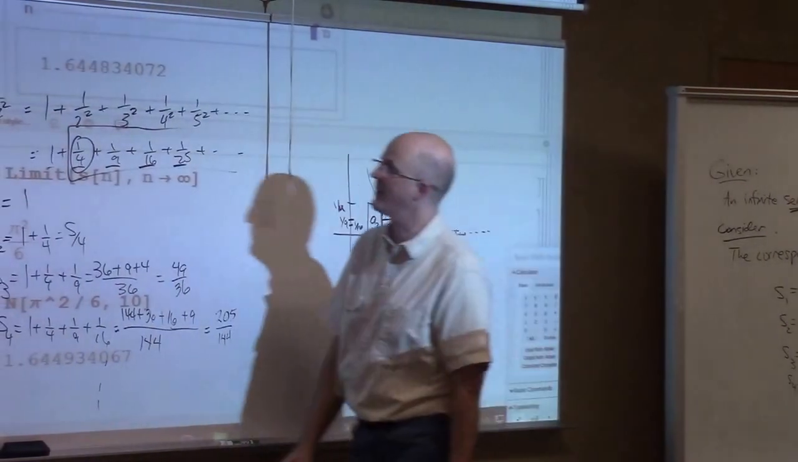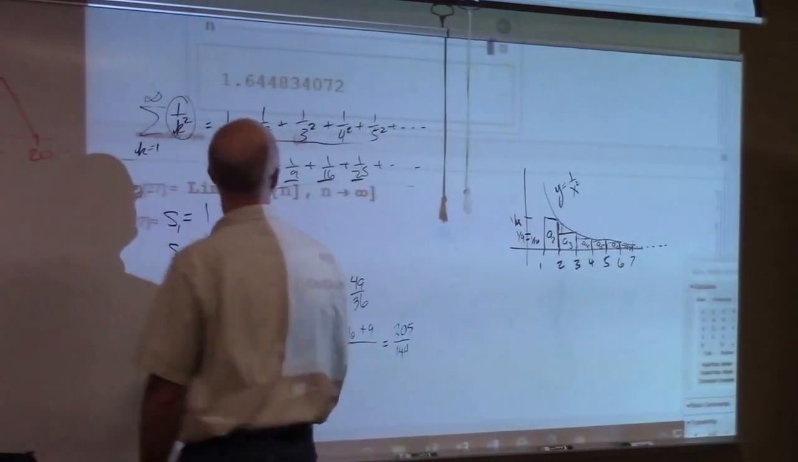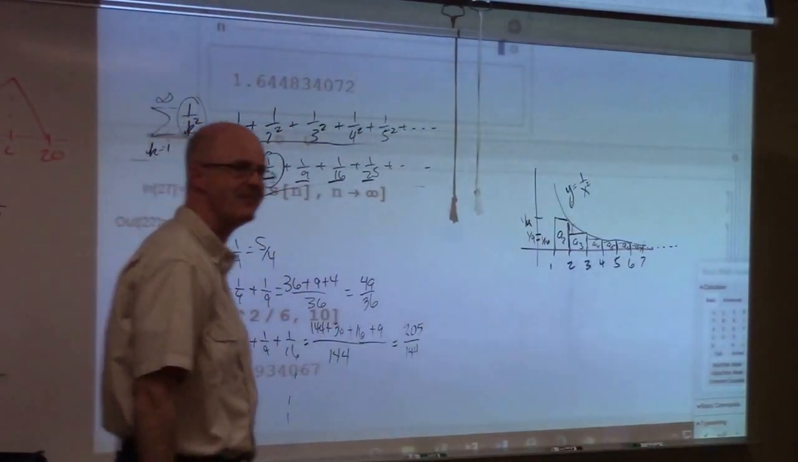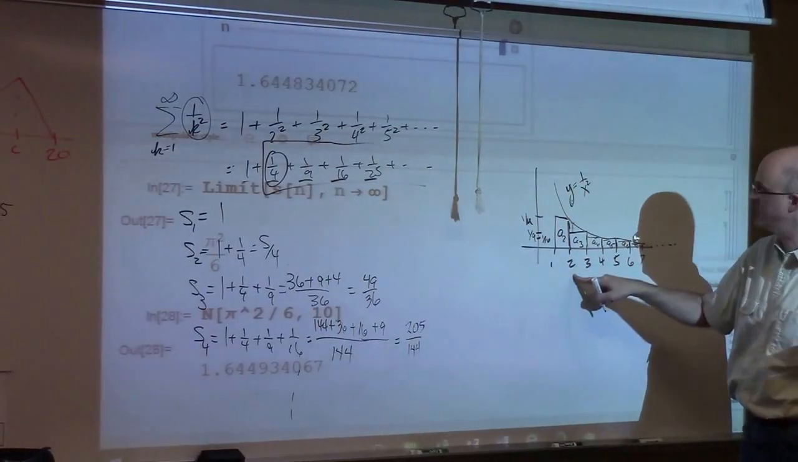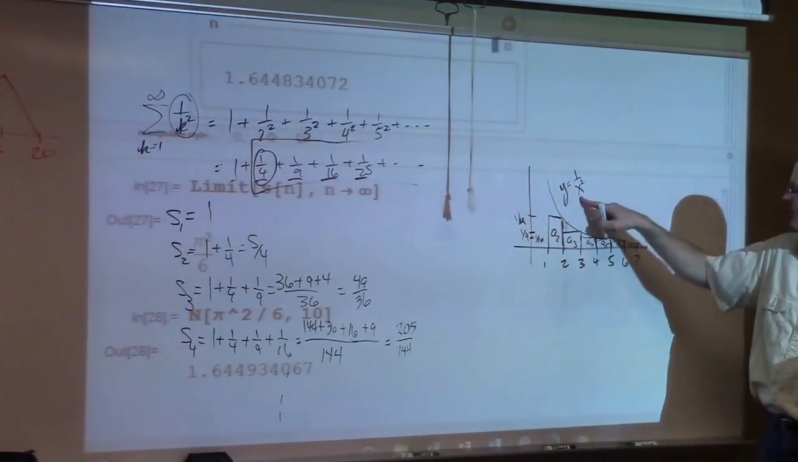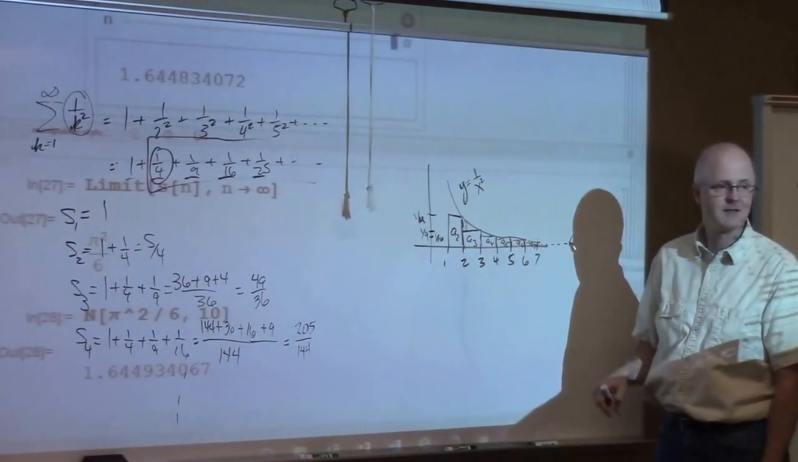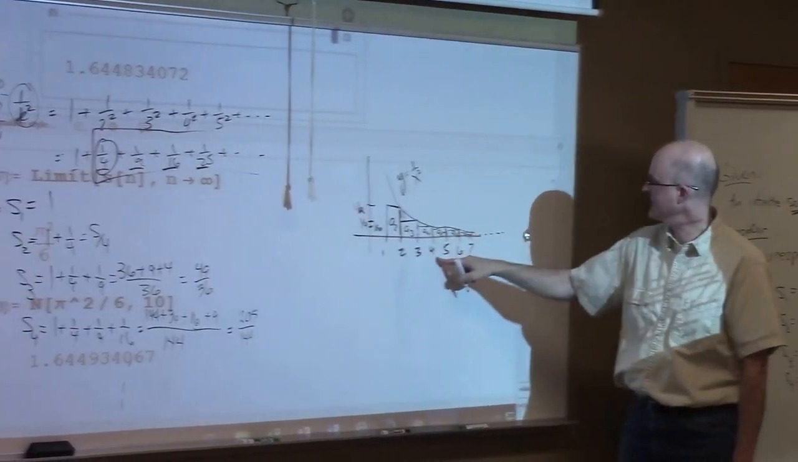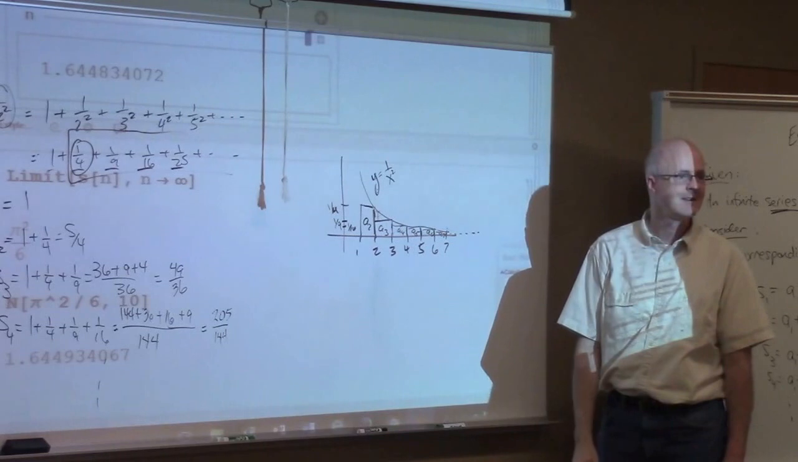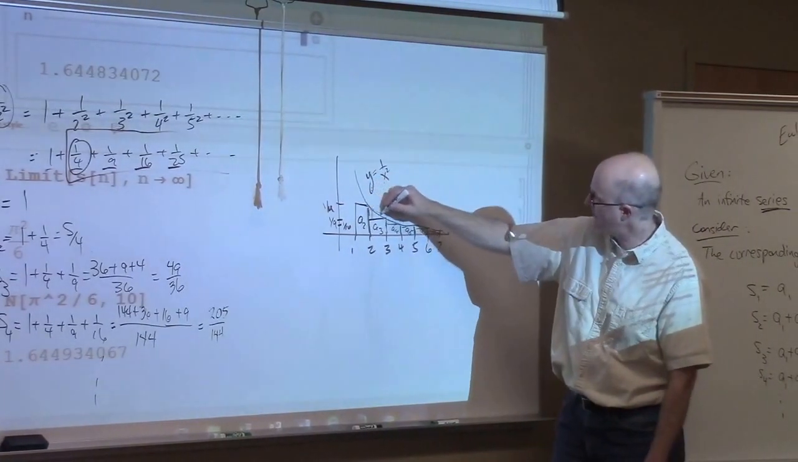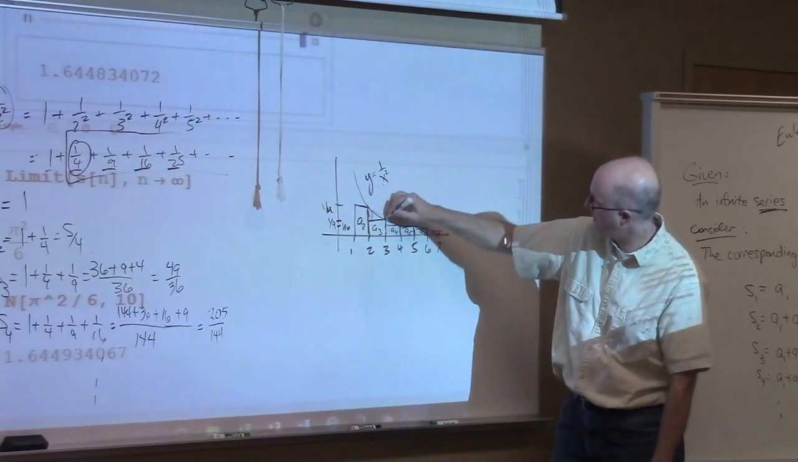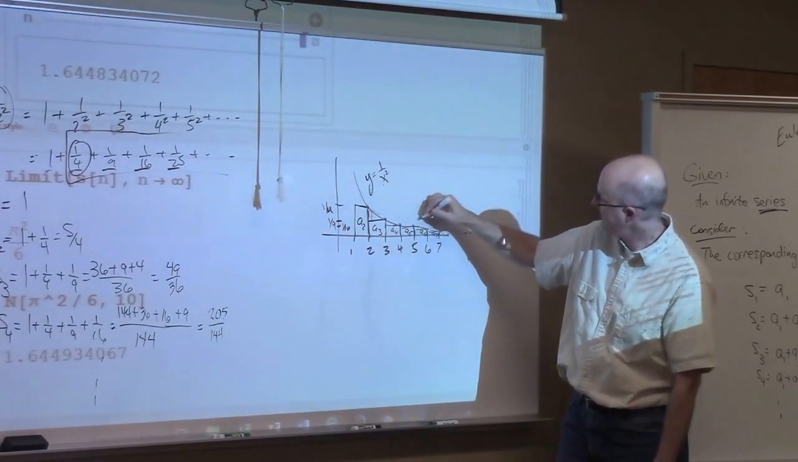Why 1/x²? Well, this is 1/k². And yes, the value of that function when x is 2 is 1/4. The value of this function when x is 3 is 1/9. The value of this function when x is 4 is 1/16. This function has a graph that does go through the upper right corners of these rectangles.